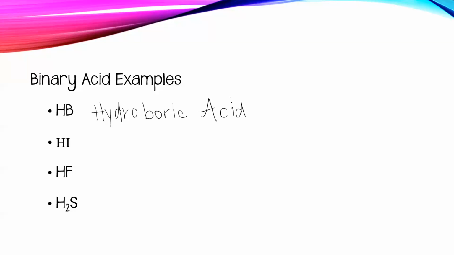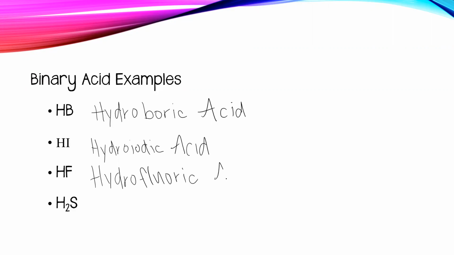Okay, try the next one, HI. H for hydrogen, I for iodine, which will become iodide. The IDE changes to IC. So once again, hydro, iodic, hydroiodic acid. What about HF? H hydrogen, F fluorine, which becomes fluoride. Change that to IC, hydrofluoric acid.